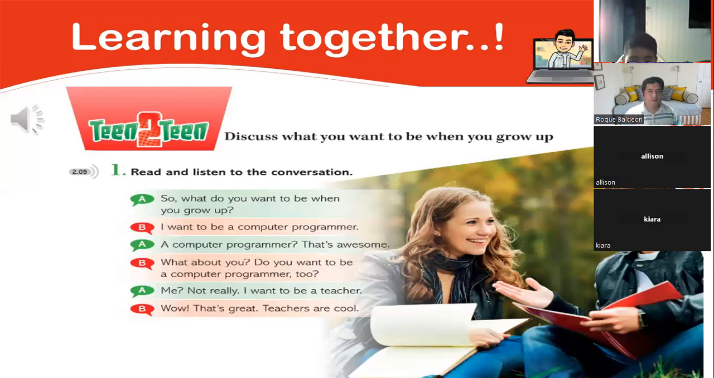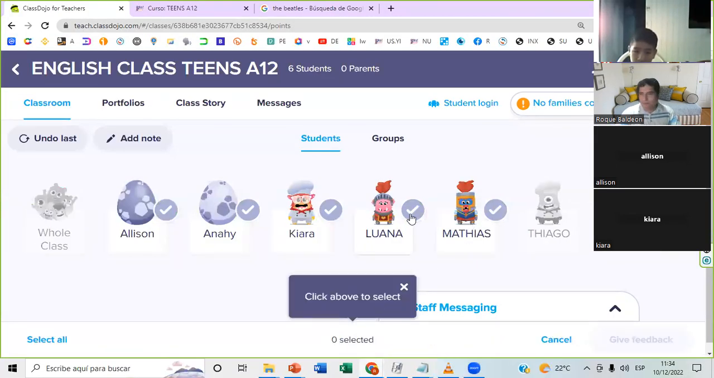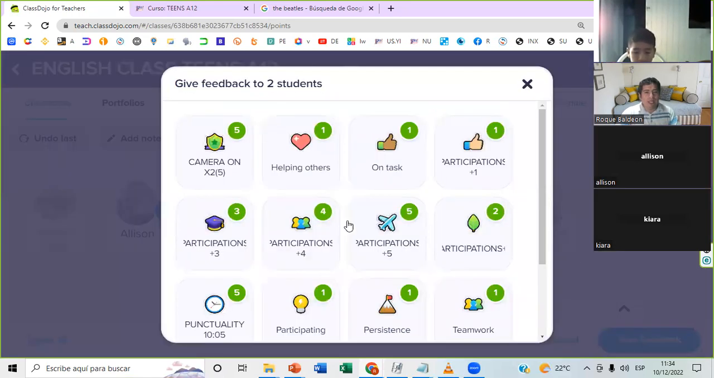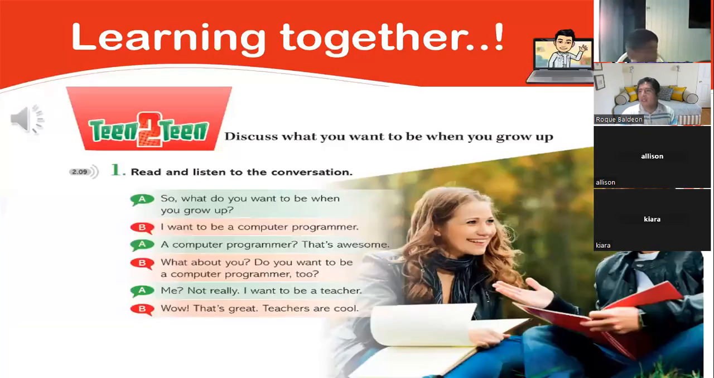Do you want to be a computer programmer too? Me? Not really. I want to be a teacher. Whoa, that's great. Teachers are cool. Excellent. Very good. Awesome. Allison and Matías, very good. They will receive 5 points. They represent the Americans. Very good. Awesome. Come on.